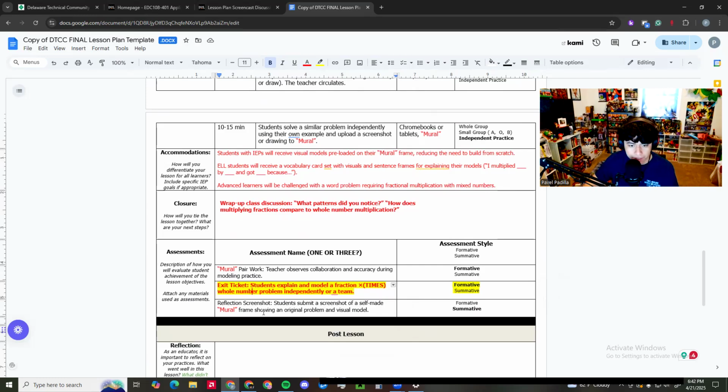Reflection screenshot. This is the final one. This is summative. Students submit a screenshot of a self-made Mural frame showing the original problem and visual work. They got the original problem, how they worked through it, and what their answer is. I plan on using that as a summative.